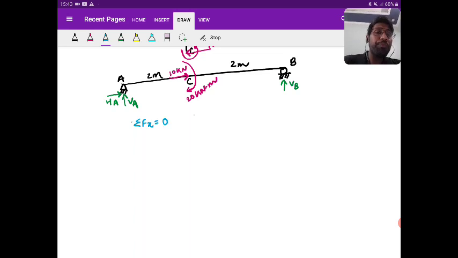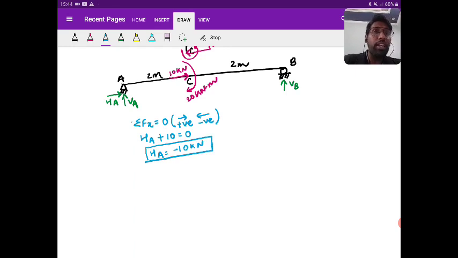Summation Fx is equal to 0. Let us take right as positive, left as negative. Okay. So here HA is not equal to 0, dear. You can see in the horizontal, there are two forces, HA and 10. Both are acting in the same direction. So this HA is equal to minus 10 kilonewton. Yes or no? What does the minus signify?